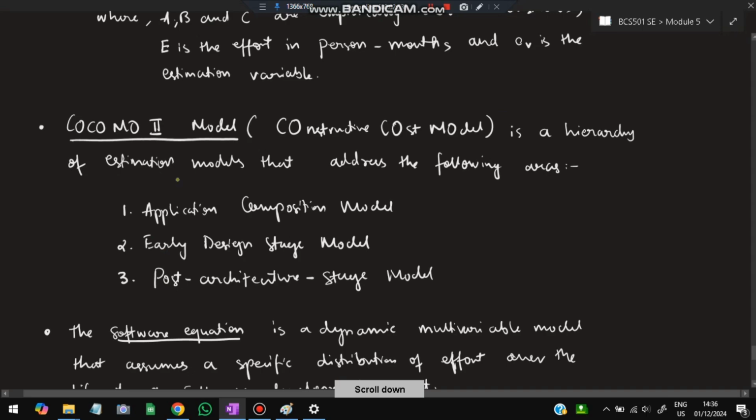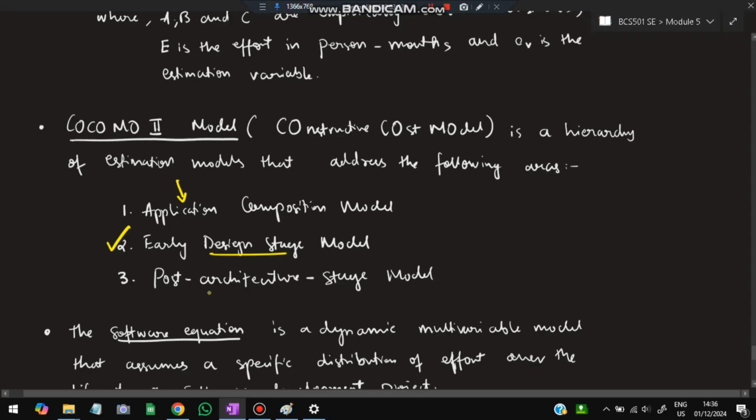Next is the COCOMO 2 model. What is COCOMO 2? Constructive cost model. Constructive, how much cost it will take. It is a hierarchy of estimation models that addresses the following areas. Application composition model. What is the composition of the model? What are the things included in the model? What are the applications we can get from that model?